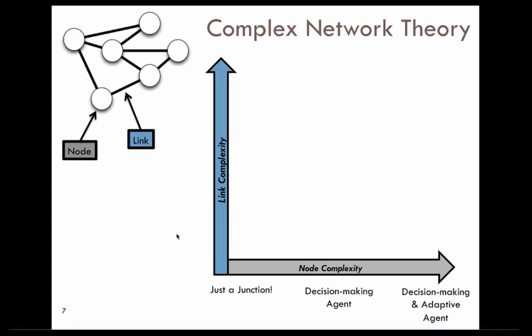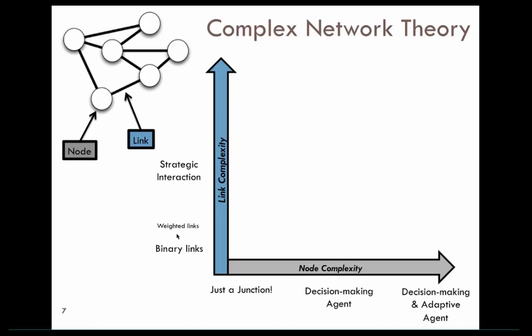And also, in the other direction, we can have different complexity levels for links. So if we have link complexity as the second dimension, we can think of links as simple as possible, very simple binary links. They either exist or they don't exist. That's the simplest way that we can look at links. We can make them a little bit more complex by also considering the intensity of the links.